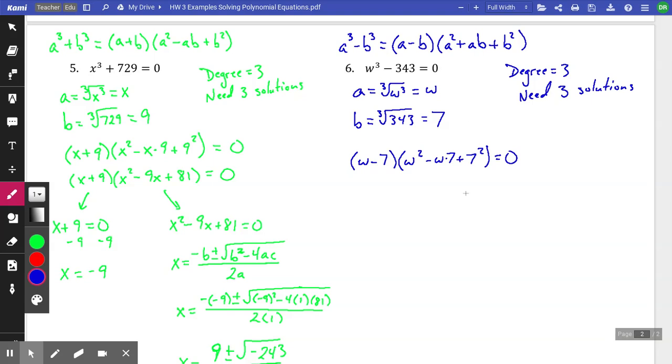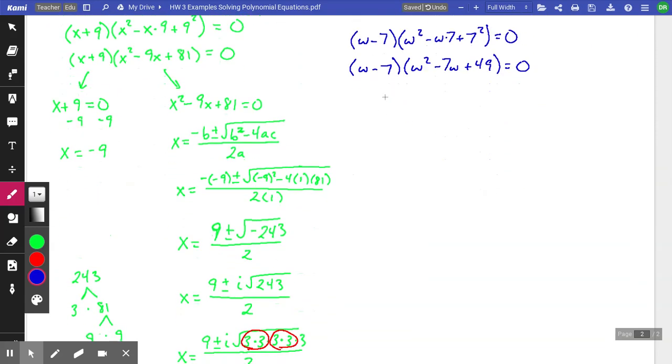Okay, and our equation was equal to 0. And again, just like last time, we can simplify our trinomial as W squared minus 7W plus 49. And now we're ready to solve it. We'll take our first factor, W minus 7 equals 0. Quick adding 7 on both sides gives us W equals 7. And then on our second scenario, remember this trinomial in the formula will never factor for us, and so we are forced to use quadratic formula.